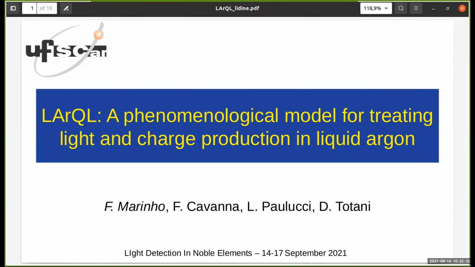I'm sorry. Okay, so again, thanks to the organization for the opportunity to present our work on this model, which is intended to provide estimates on the amount of charge and scintillation light in LArTPC experiments' environment.